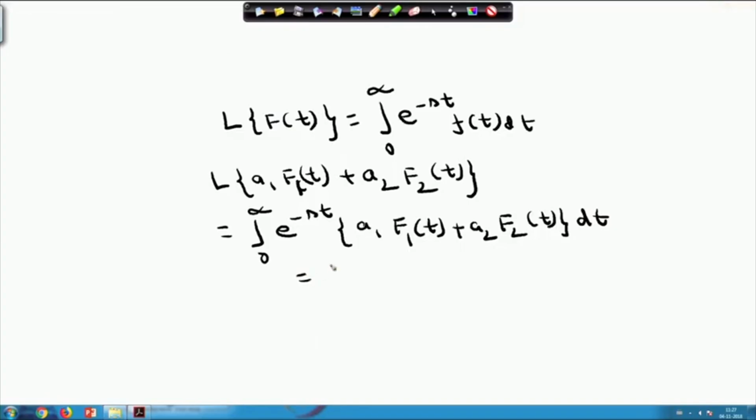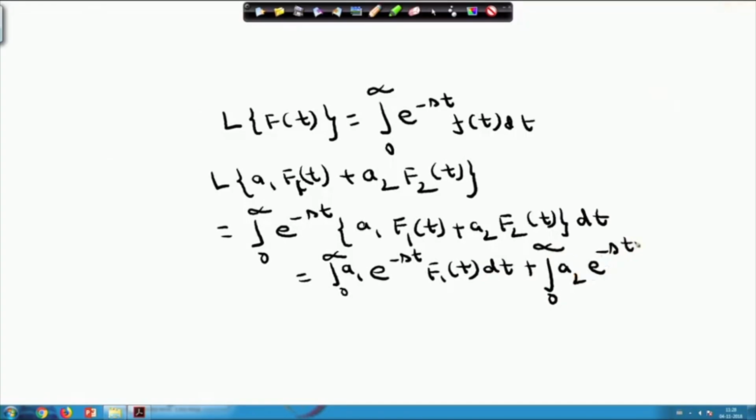One I can write down, 0 to infinity e power minus st a1 into f1(t) dt, that is a1 into the integral of e power minus st f1(t) dt, plus 0 to infinity a2 into e power minus st f(t) dt. Sorry, this will be f2(t) into dt. So, this one is f2(t) into dt.